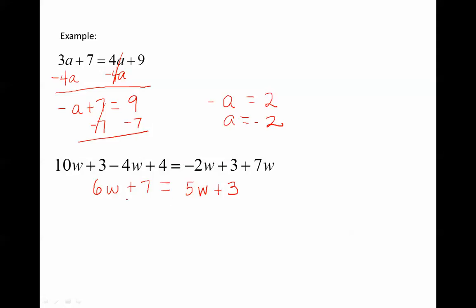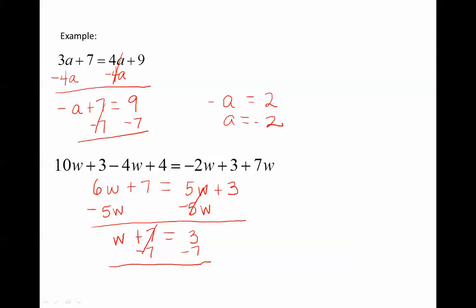Okay, now I need to get all of my w's on one side. So subtract 5w on each side. So that's w plus 7 equals 3. And then if you subtract 7 on each side, that will get w all by itself. So you have w equals negative 4. So the answer there is negative 4.